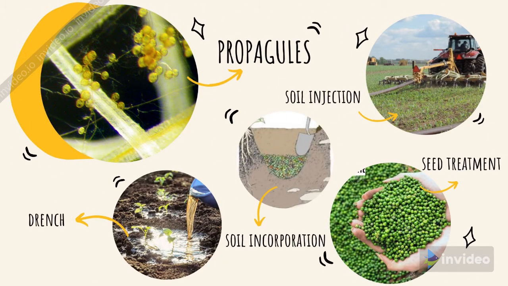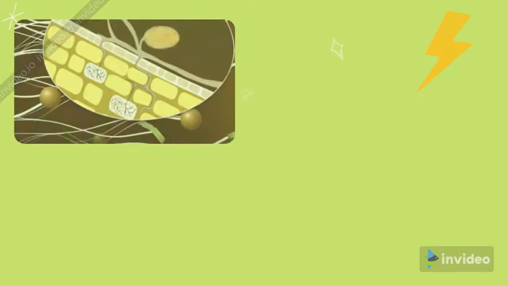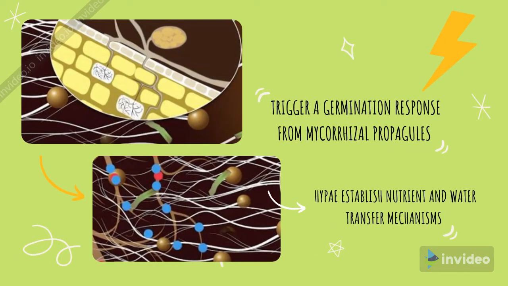Mycorrhizae multiply by propagules, which are spores and root fragments containing hyphae and other fungal structure. They can be applied to the soil by drench, soil incorporation, seed treatment, soil injection, and many methods that can put the propagules in contact with growing roots. Plant roots diffuse exudate into soil and trigger a germination response from mycorrhizal propagules. These begin to develop into hyphae that penetrate plant roots and establish nutrient and water transfer mechanisms.